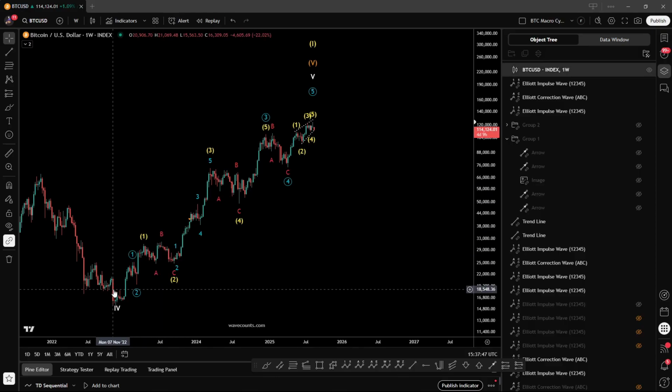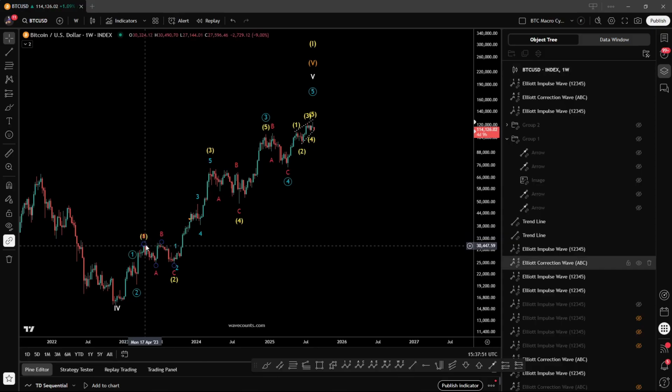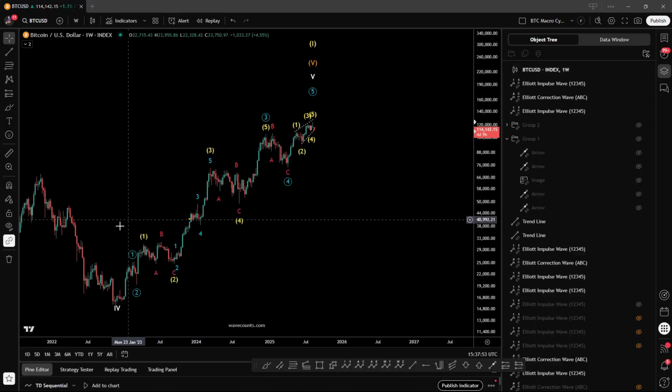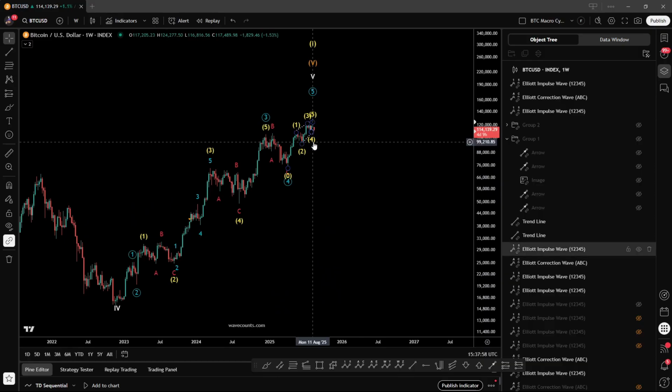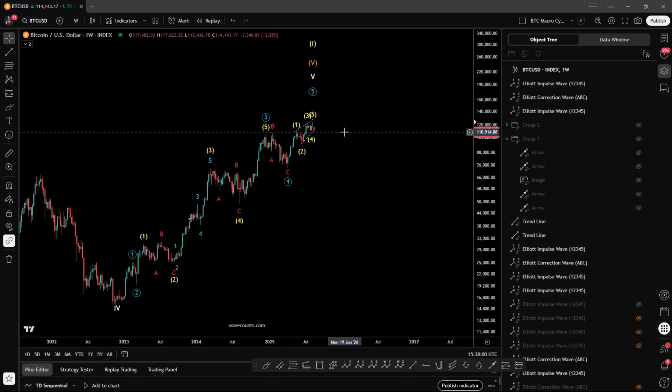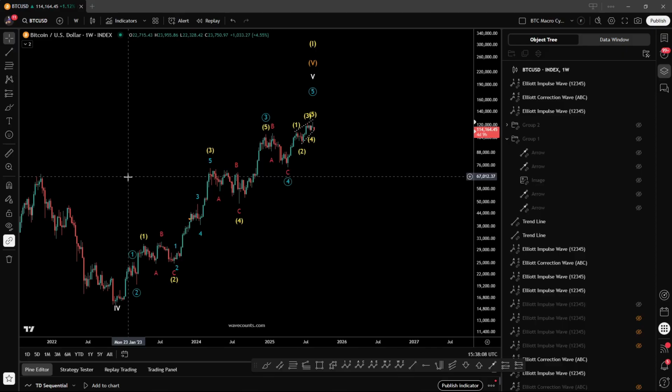So now that we have that, the fourth wave cannot go into the price territory of the first wave. You can see here in this yellow one, it does not. In this blue one, it does not. A diagonal is a guideline that it will. It doesn't have to, but diagonal is different. I'm talking about an impulse. An impulse, and the third wave has to be an impulse itself.